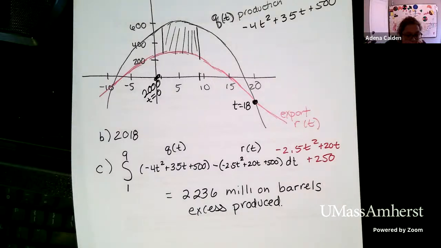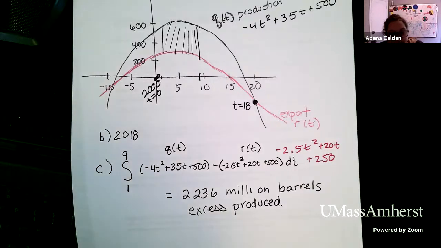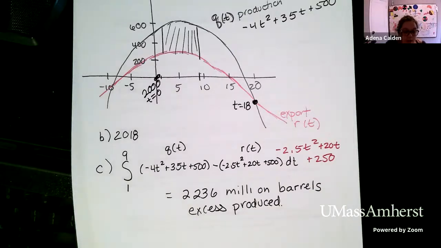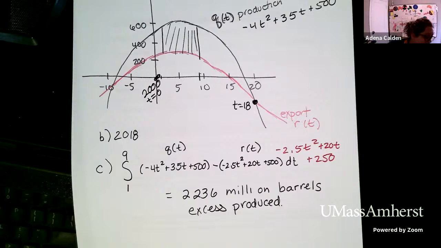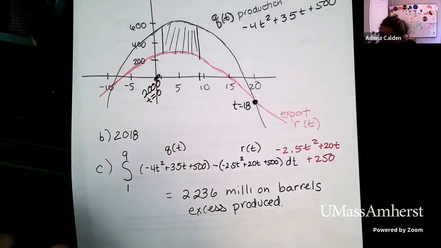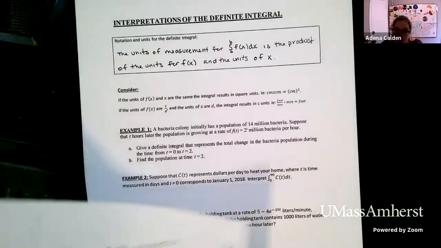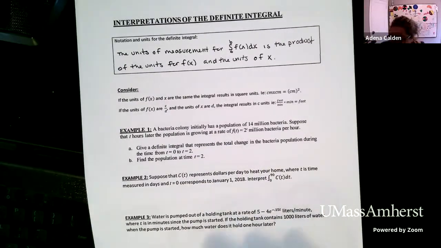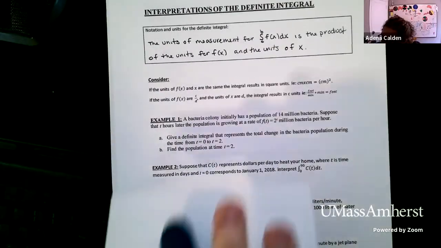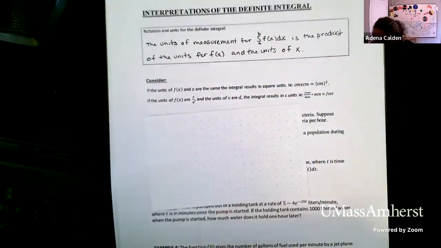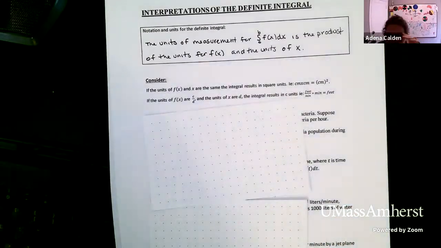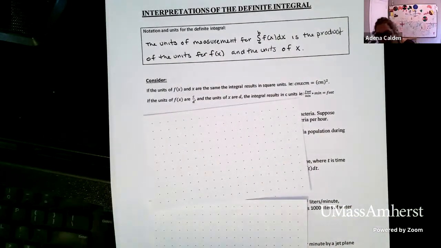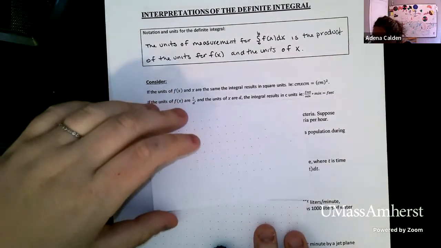We're going to shift now and go into the next section, which is 5.4. And 5.4 is going to look at what's called interpretation of the definite integral. What that means is we're going to be thinking about things like units and initial values when we consider our various definite integrals. So let's start by thinking about how the notation helps us understand the units of the definite integral.